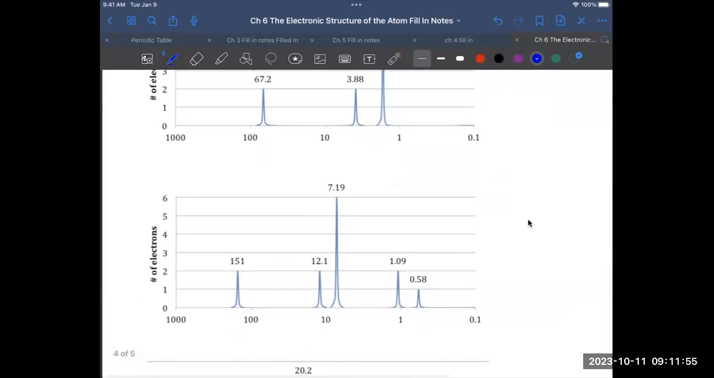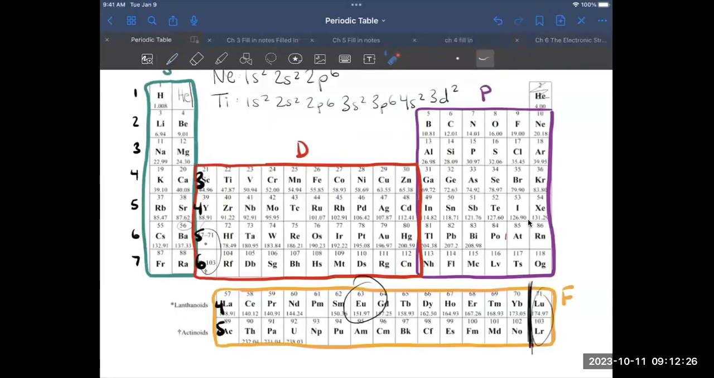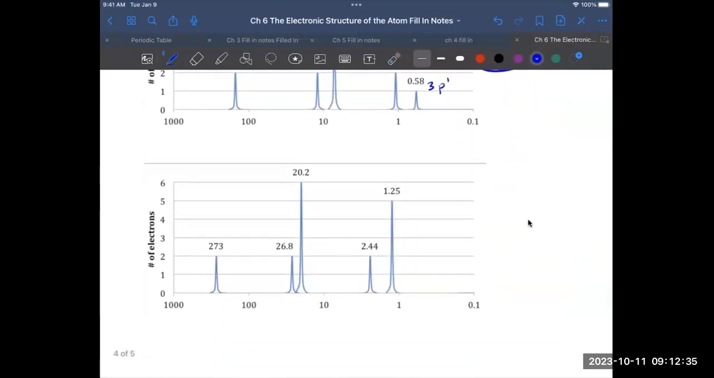Okay, let's keep looking. Let's look at this one. So let's figure out what element this is. If you want to pause and try and figure it out yourself, go for it. All right, let's go ahead and figure this one out. This one is going to be 1s2, 2s2, 2p6, 3s2, and then 3p1. I'm just doing this in order, the order of the periodic table, right? So 3p1 is aluminum. Al. Okay. Go ahead and figure this one out, folks.